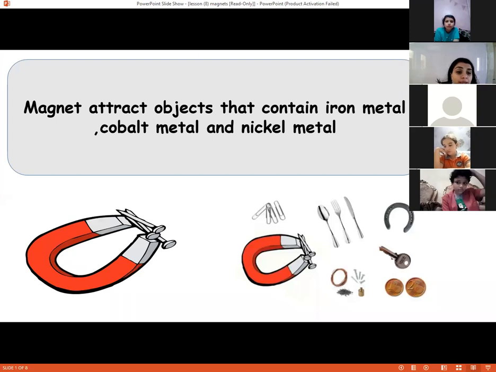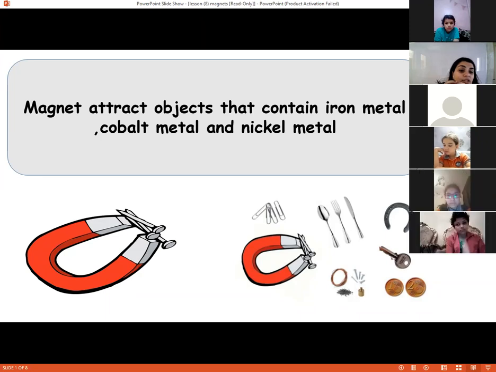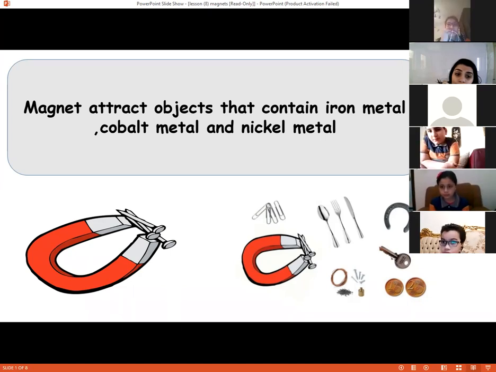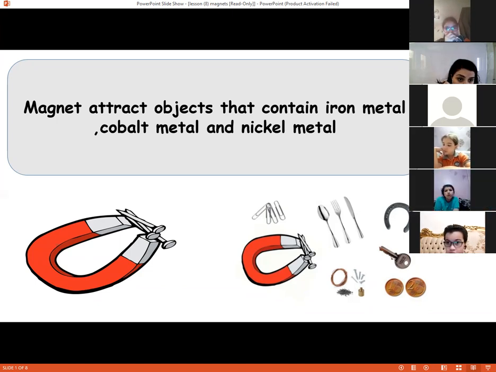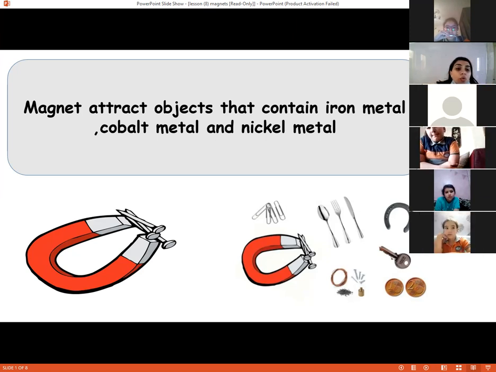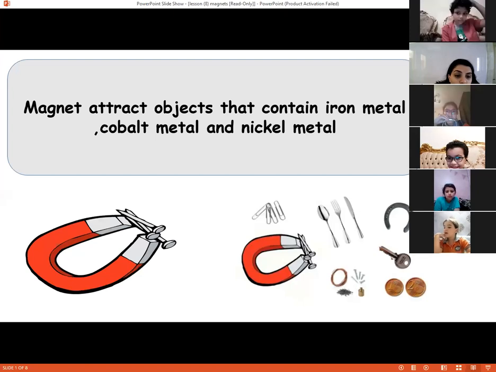So say with me: the magnet attracts objects that are made of iron. I can't hear you, Junior 3. Repeat after me. The magnet attracts objects that are made of what? Made of iron. Again, the magnet attracts objects that are made of iron. I want to hear all of you.